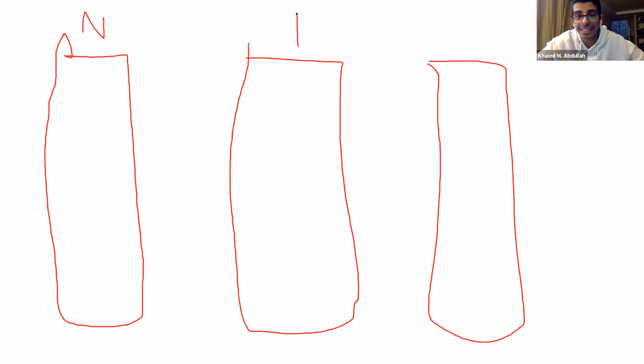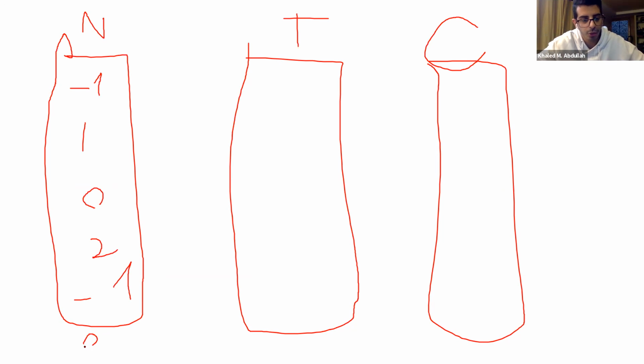The second group is taking tea. Sorry, the second group's taking tea. The last group is taking coffee, okay? So the first group, here's what they got: -1, 1, 0, 2, and then -1. Then we calculated their mean. It became like, I don't know, 0.2.